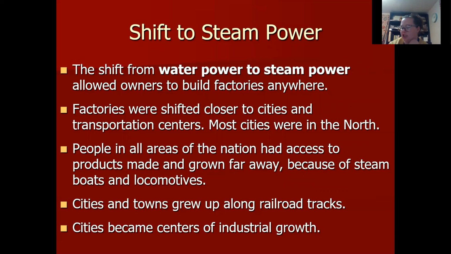All right, so let's talk about the shift to steam power. I kind of talked about this a little bit earlier. The shift from water power to steam power allowed owners to build factories anywhere. Factories were shifted closer to cities and transportation centers. Most cities were in the north. People in all areas of the nation had access to products made and grown far away because of steamboats and locomotives. Cities and towns grew up along railroad tracks. Cities became centers of industrial growth.